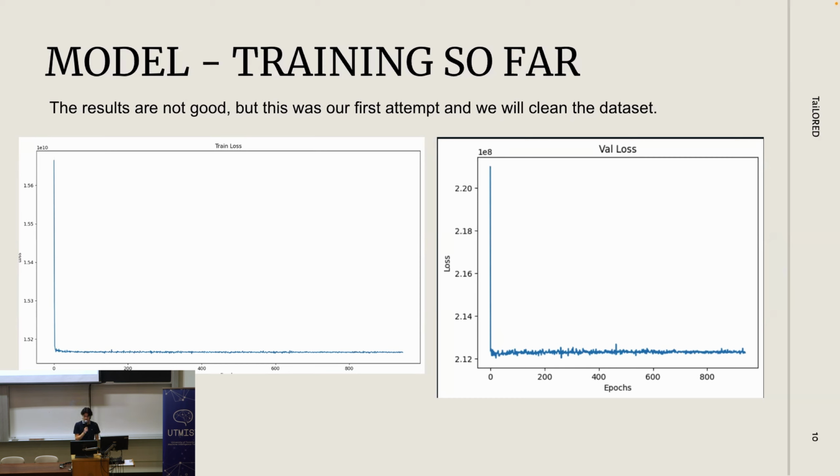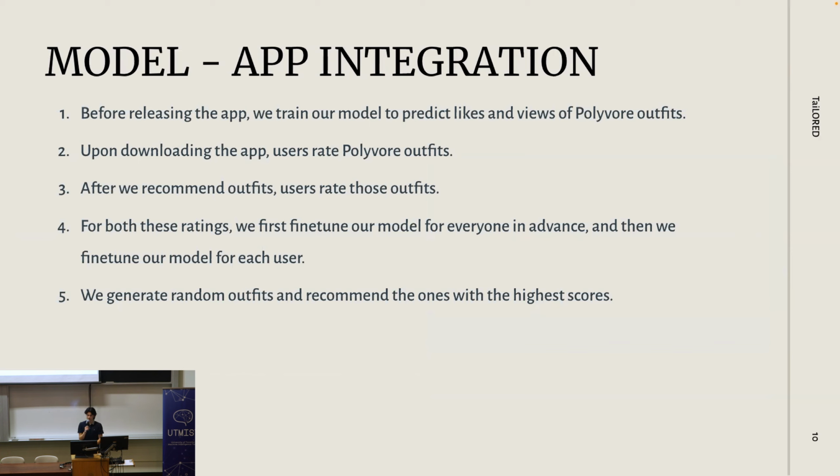Okay, so for the app integration, our idea is that before releasing the app, obviously you want a model that can accurately predict the likes and views of the Polyvore outfits. And upon downloading the app, the user would rate these Polyvore outfits, whether they like them or don't like them. And after this, they can input their own images of their clothing, and then we, again, produce even more outfits based on their clothing, which they rate.